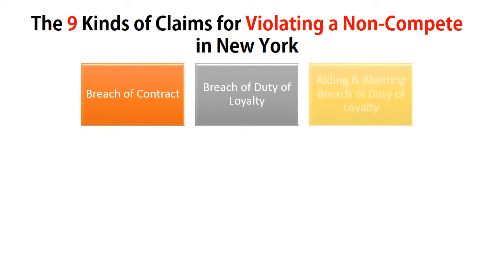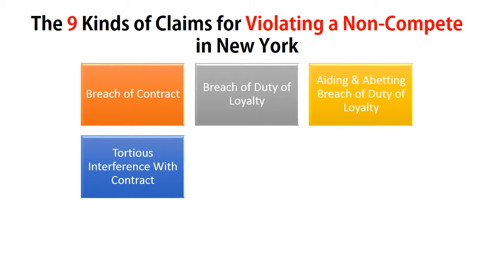3. Aiding and abetting breach of duty of loyalty. This too is largely self-explanatory. The point to bear in mind here is that under the right conditions, New York imposes liability on those third parties who affirmatively assist employees in breaching their fiduciary duties to their employers. 4. Tortious interference with contract. This cause of action relates to, most commonly, the former employer's existing contracts with customers that were breached.